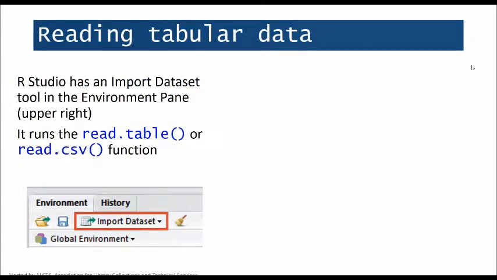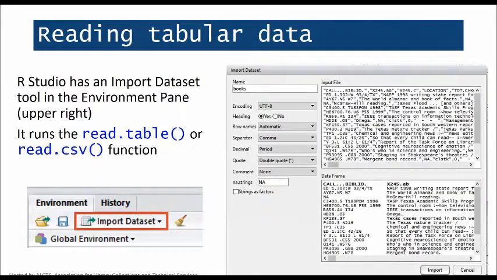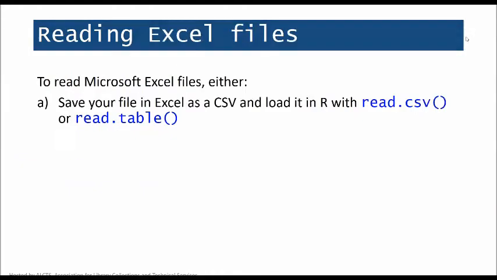Now, RStudio also has an import dataset tool in the upper right-hand corner in the environment pane, and what this does is run the read.table function automatically. It's kind of like a wizard to run read.table. So it has all of those arguments that we just reviewed. I really don't use this because I like to have more control over the way that I bring my data in, but it's there if you want to practice with it. Just look in the upper right-hand corner.